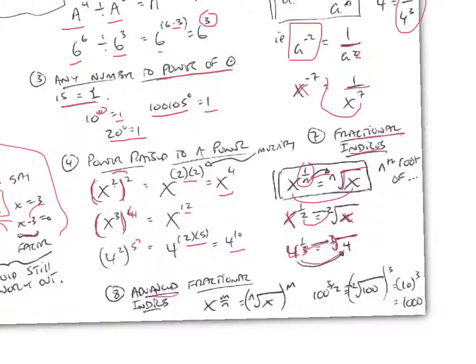And slightly more advanced fractional indices, if I have not x to the 1 over 2 or 1 over 3, but x to some other number m over n, then that's the same as the nth root of x as before, but that's all to the power of m. So 100 to the power of 3 over 2 is the same as the square root of the number, all cubed. That's equal to 1,000.